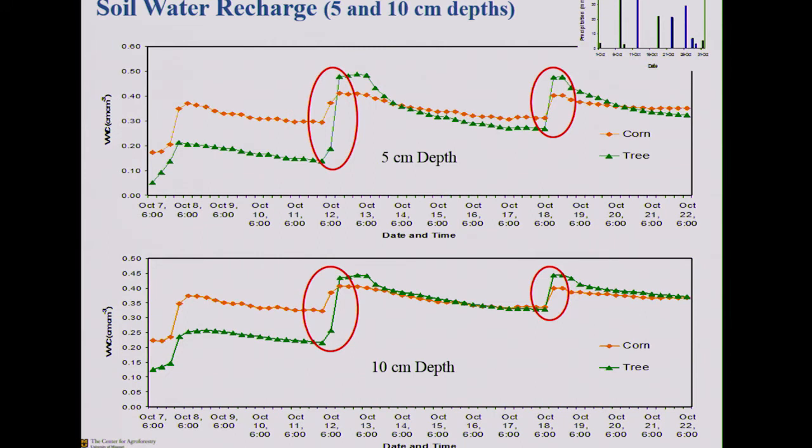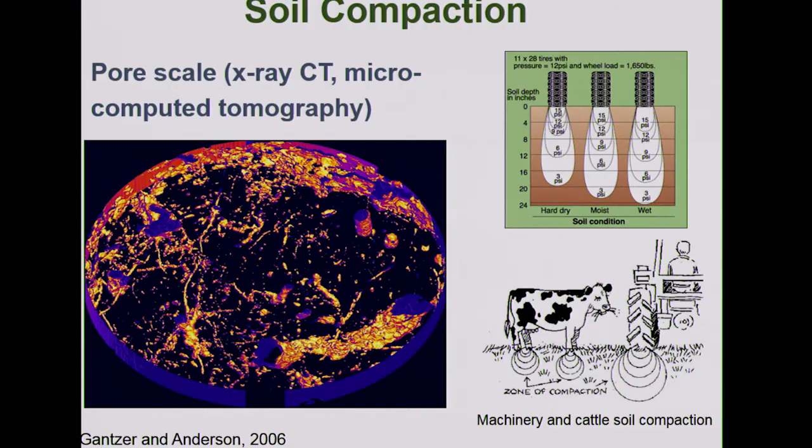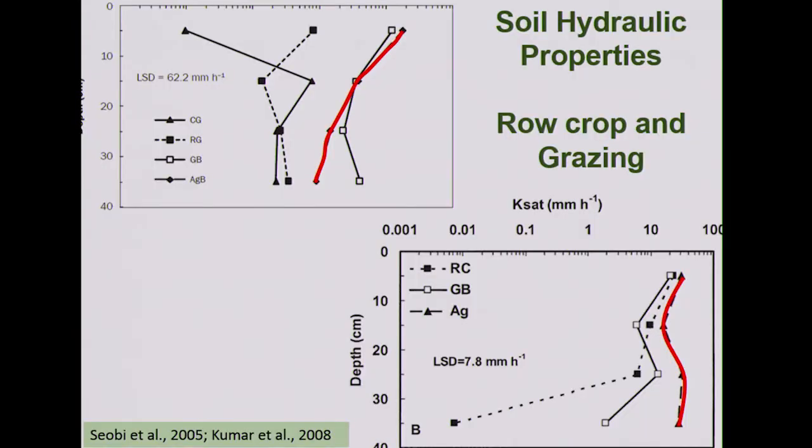This is at 5 centimeter, 10 centimeter, 20 and 40 centimeter depths. All 4 depths show agroforestry areas were able to retain more water compared to the cropping areas. And soil compaction is another issue that is identified as a degradation factor caused by machinery and animal. Soils can be evaluated with X-ray technology, CT technology, microcomputer tomography.